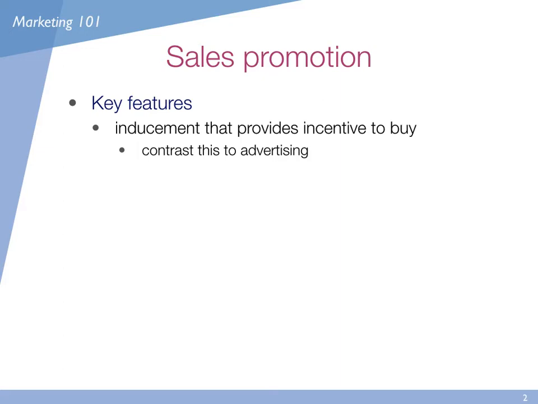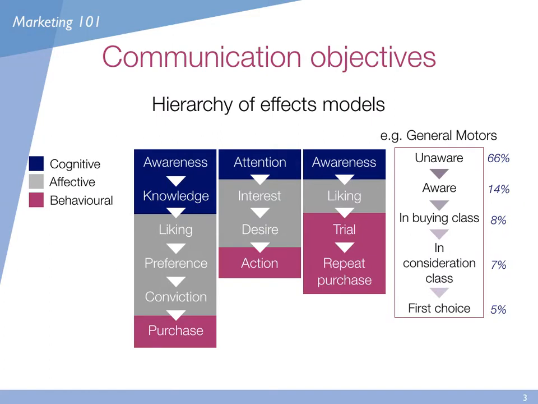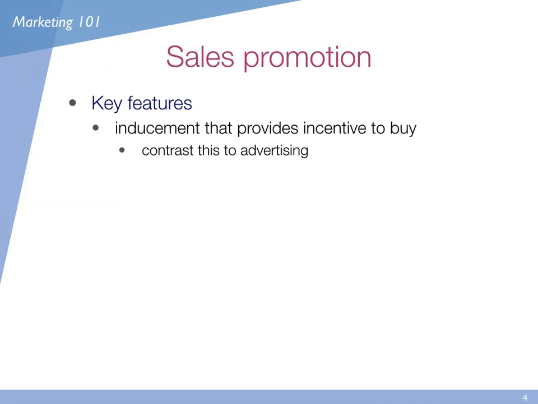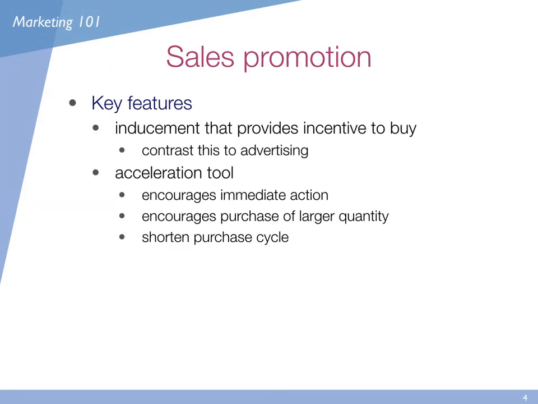If you think of this in terms of the hierarchy of effects models that we covered in an earlier class, sales promotion tactics tend to act on the behavioral stages of the hierarchy of effects. Sales promotion is also described as an acceleration tool. In addition to getting one to buy now, it also sometimes is used to encourage consumers to buy more at any given purchase occasion or buy more often within a given time period. In other words, you get them to shorten the purchase cycle.